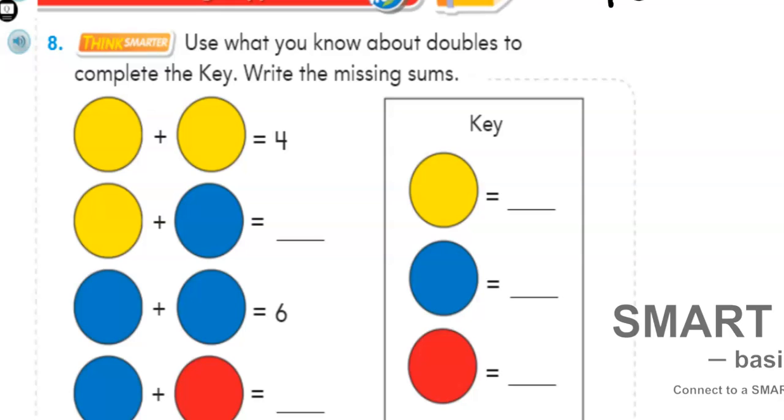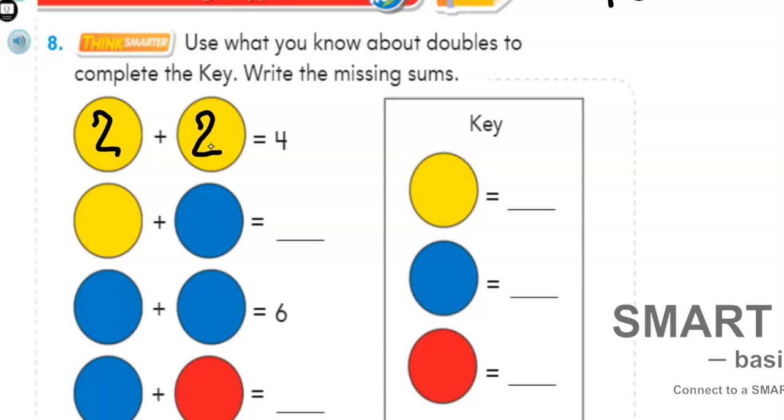If I have 1, 2, 3 plus 1, 2, 3, how many fingers am I holding up? 6. Yep. So it can't be 3. What other number could it be? Has to be smaller than 3. 1 plus 1 equals 2. Yep. So it has to be bigger than 1, smaller than 3. What's the last number that we have? 2. Good job. 2 plus 2 equals 4.